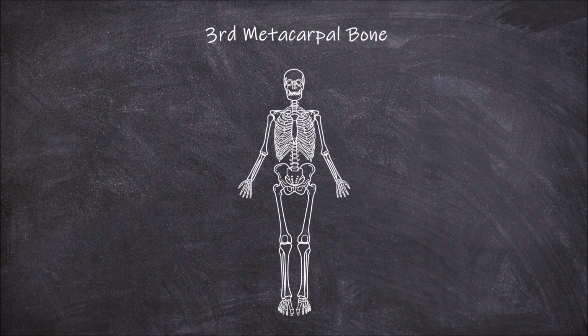In this video we're going to go over the structure of the third metacarpal bone. Firstly, where is this bone located? The third metacarpal bone is located in each of the hands.